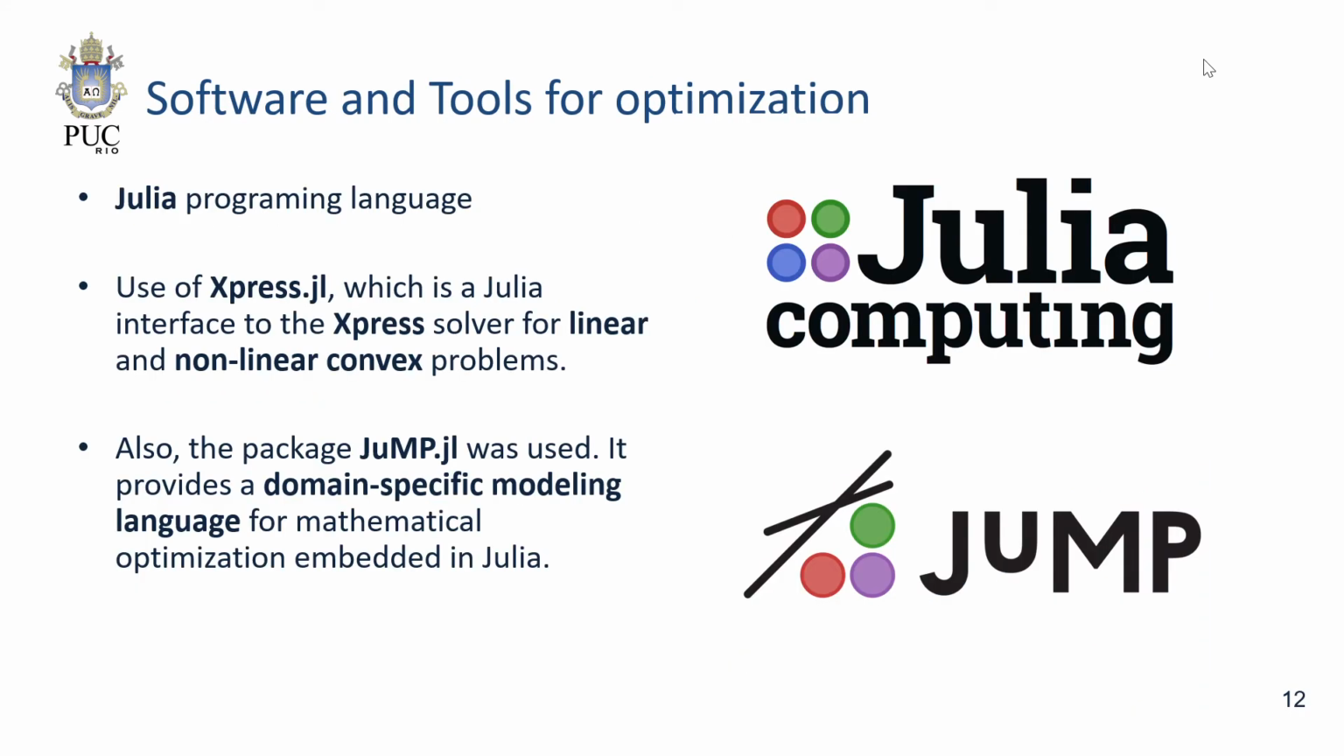So how are we going to do that? We are going to use the Julia programming language. We use Xpress.jl, which is an interface to the Xpress solver. It solves linear and nonlinear convex problems. In our case, we have a linear and an integer problem, so that's okay. It can solve our problem. And we also use JuMP, which is a domain-specific modeling language for mathematical optimization.